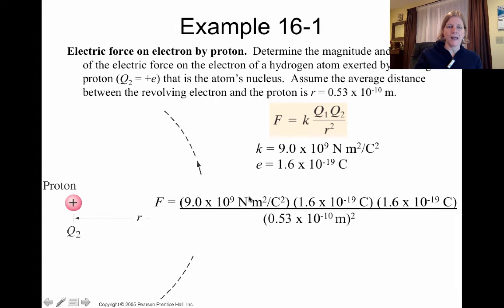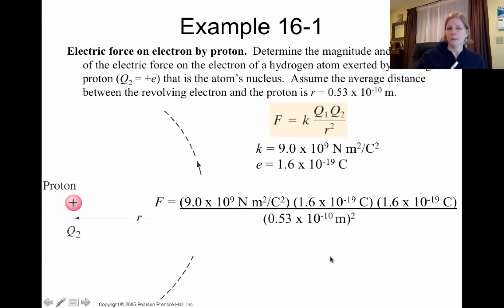There's F equals k. That's the value of k, 9 times 10 to the 9 newton meter squared per coulomb squared. Q1 and Q2 are equal. So the charge on a proton equals the charge on an electron. And then the distance between them is given by that 0.53 times 10 to the minus 10 meters. So we make sure we square that. We multiply that through and we get the force.